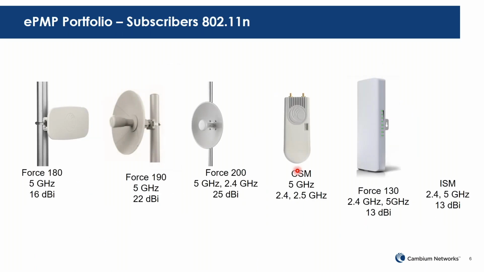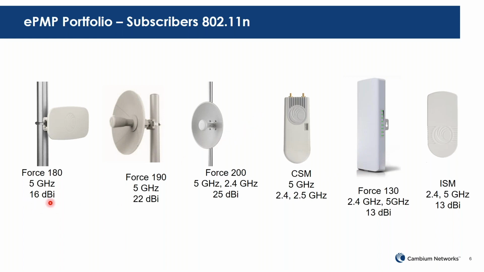So let's look at the subscriber modules. Like I mentioned, ePMP is a product which supports 2 major IEEE standards, the 802.11n and the 802.11ac. So ePMP 1000 and 2000, like I mentioned, are 11n. They work with the 11n standard, whereas the 3000 is the one that is working with the 11ac standard. So all the subscriber modules you have here are the ones that work with ePMP 1000 and ePMP 2000.